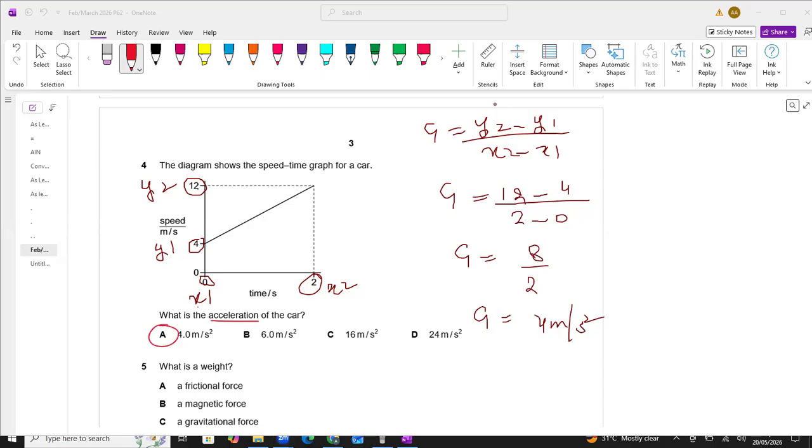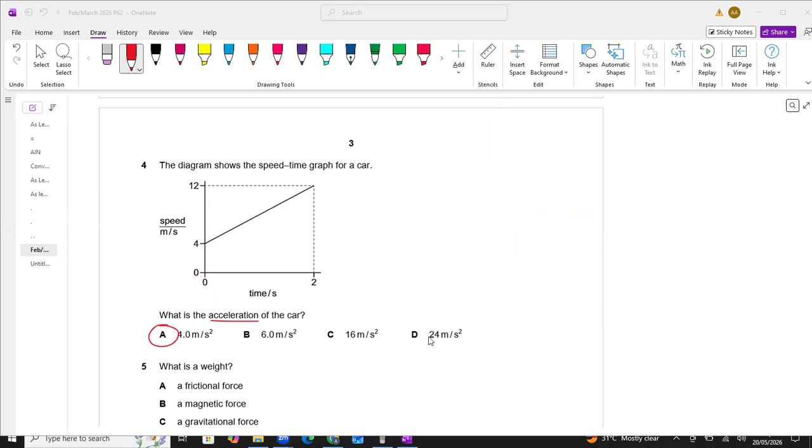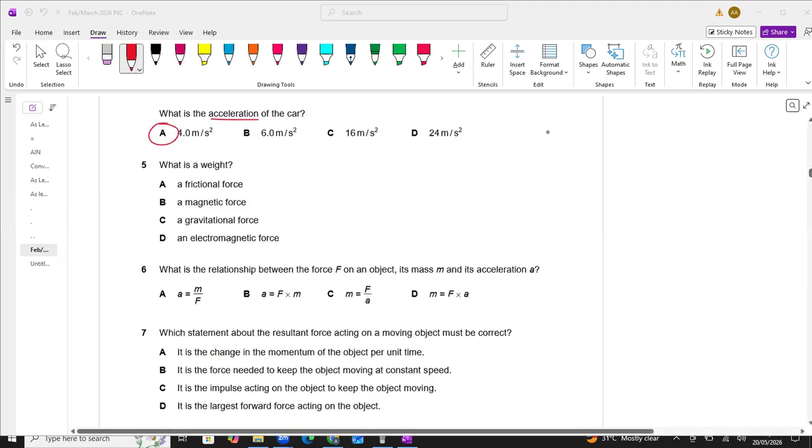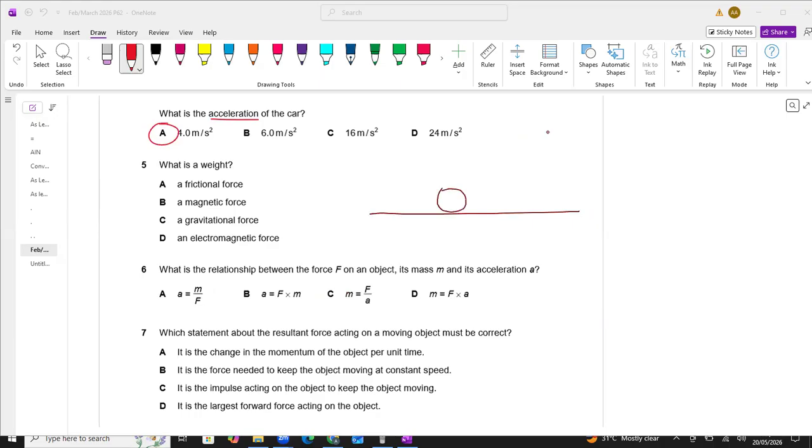Okay, now I'm moving towards the next question, question number 5. In question number 5, they are saying what is weight? So weight is basically acting on the object due to the gravitational pull of Earth. So weight is not a frictional force. Obviously, friction is a force which will act in the opposite direction when the object is moving. Like if the object is moving in the forward direction, the friction force will act in the backward direction. So it's a type of resistive force. So A cannot be the right answer.